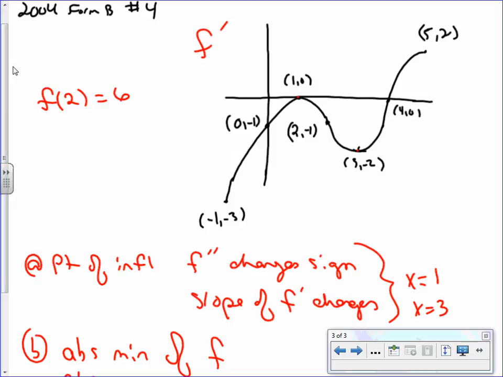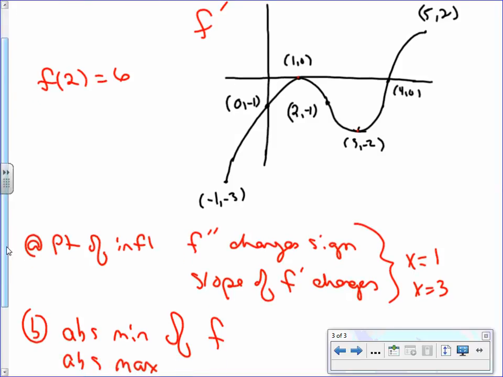So the question they asked us is the point of inflection of F. Yes? And this is not F. This picture is not F. Right? If this picture were F, the points of inflection would have been probably 2 and 4. But this picture is F prime. Yes? Okay. All right, so absolute max, absolute min.